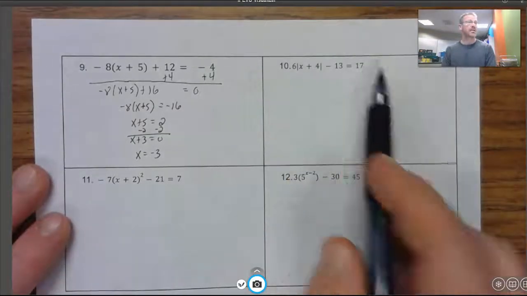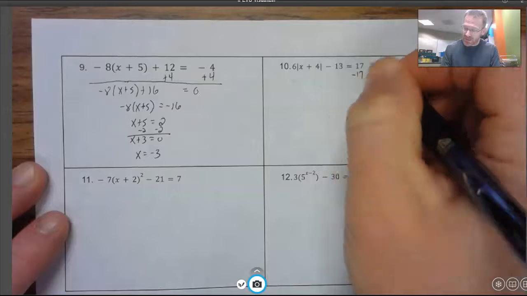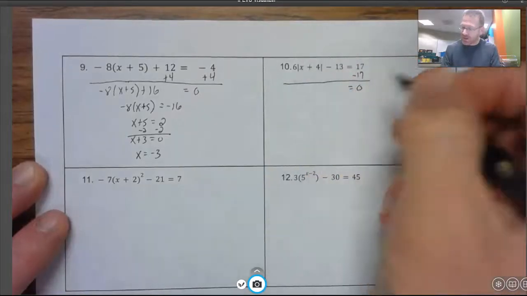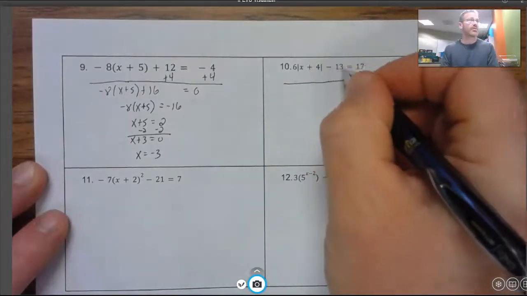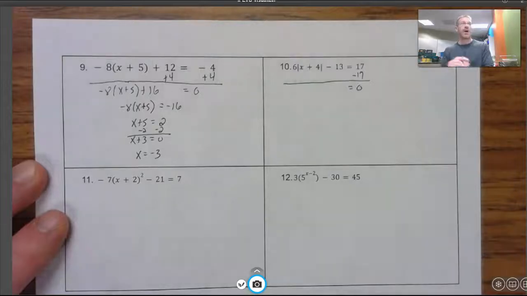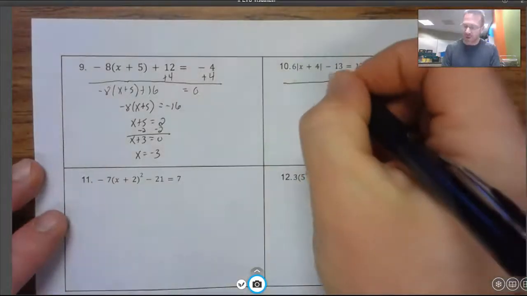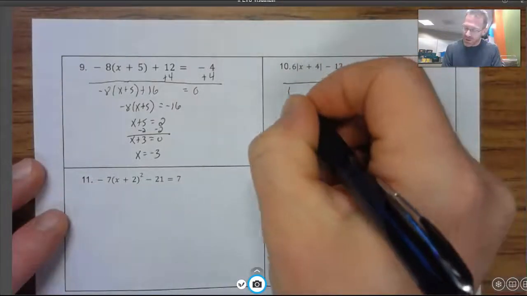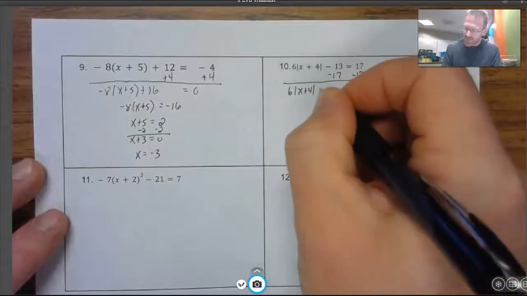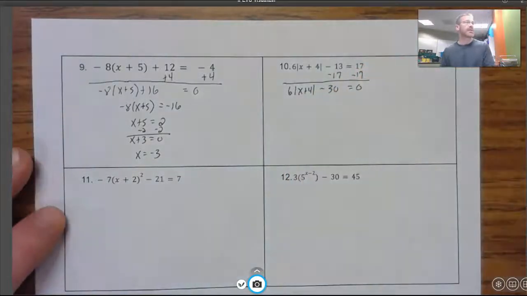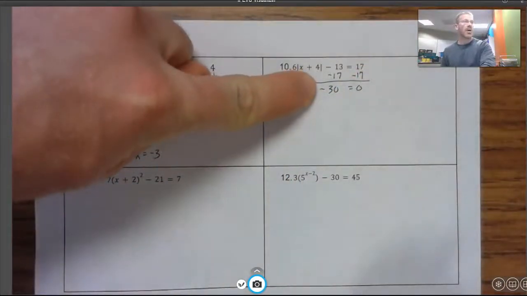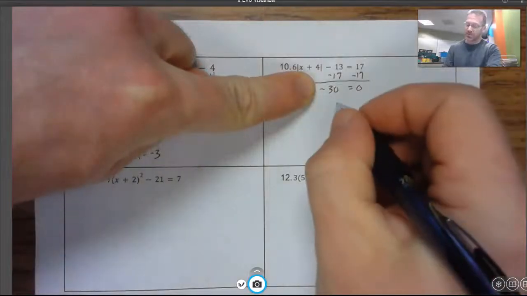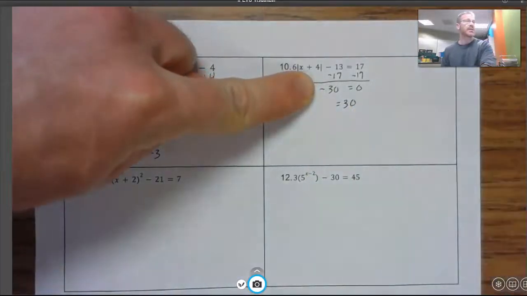So I'm going to make it equal to 0 by subtracting 17. So that's 0. And then once again, I'm looking for just the regular number, nothing attached to it, no parentheses, no absolute values, no variables. And I'm also going to subtract 17 here. So 6 times the absolute value of x plus 4 minus 30 is equal to 0. And now we can use that 0 property. What minus 30 is 0? 30 minus 30 is 0.